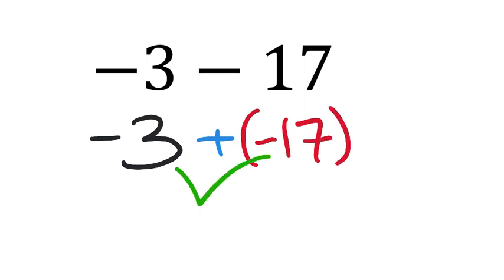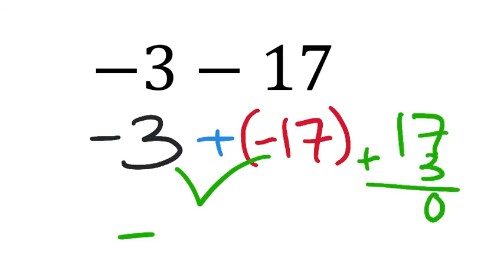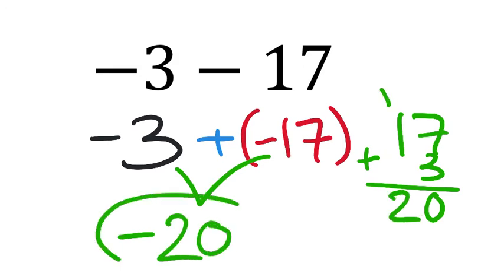I can see that both values we're adding are negatives. So I know my answer is negative. Then I just add the two values, 17 plus 3. 7 plus 3 is 10. Carry the 1. 1 plus 1 is 2. So it ends up being negative 20 on this one.